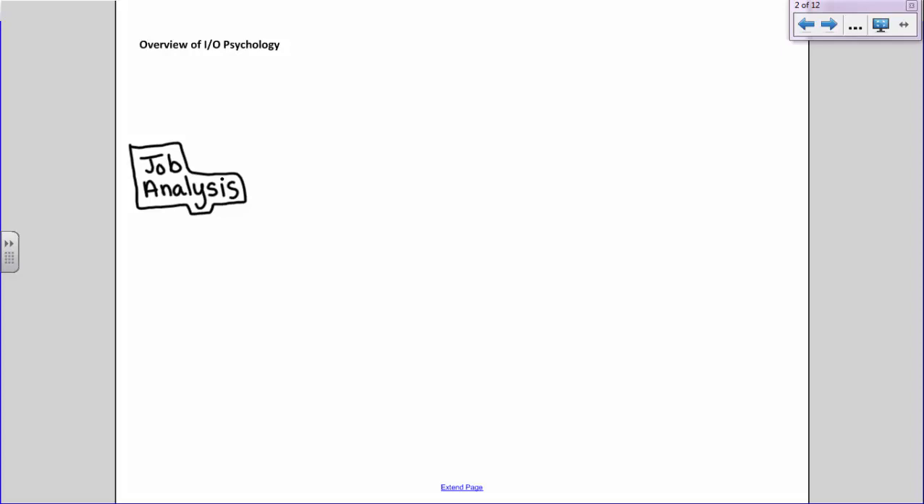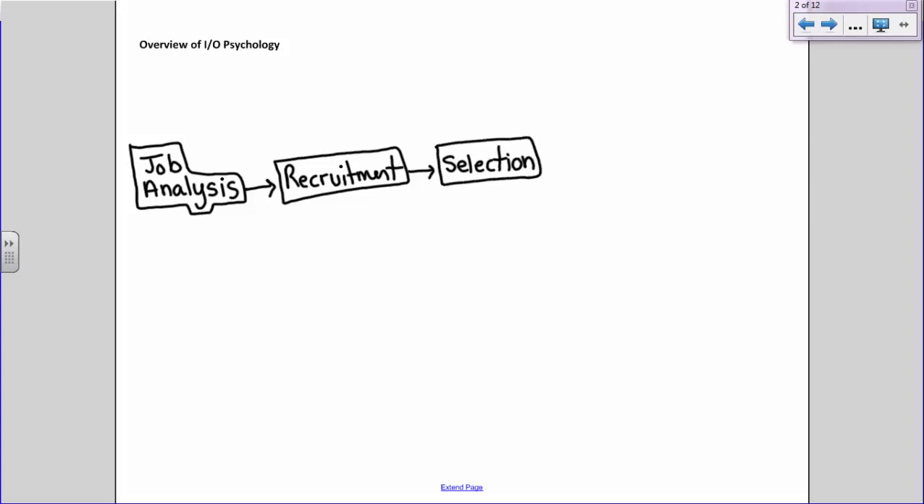Now, the first thing that job analysis informs is recruitment. So once you know what types of employees you need, you can begin targeting recruitment to those employees that meet the qualifications. Then once you have recruitment, you need to select employees from the pool of candidates that you recruited. So employee selection. We'll have a whole lecture on employee selection as well, but basically that's just using tools to identify who will be the top performers so that you can make an offer and hire them.